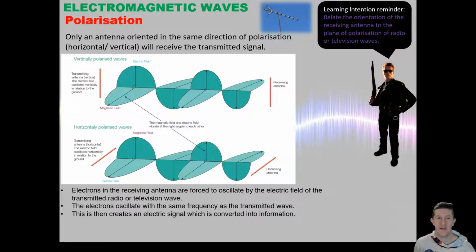Only an antenna that's orientated in the same direction of polarization, whether that's horizontally or vertically, will receive the signal that's being transmitted. So if an electron in the receiving antenna is forced to oscillate by the electric field of the transmitted radio or television wave, it needs to be oscillated in the same direction. So if you have a creating wave that's moving up and down, and it hits a horizontal antenna, that electron is never going to move. So therefore it doesn't create a signal. You don't pick up any TV stations or radio stations on that antenna.